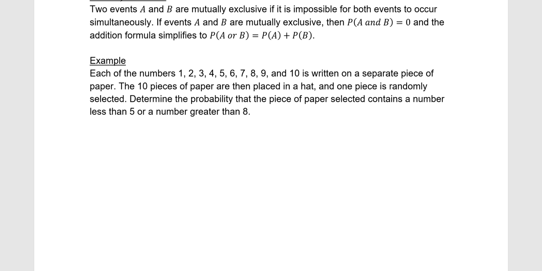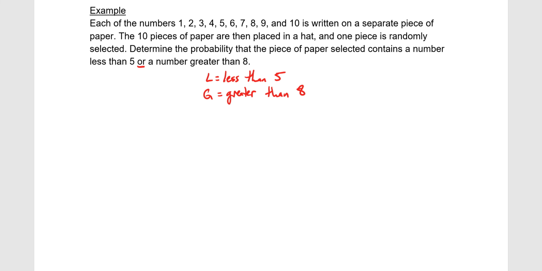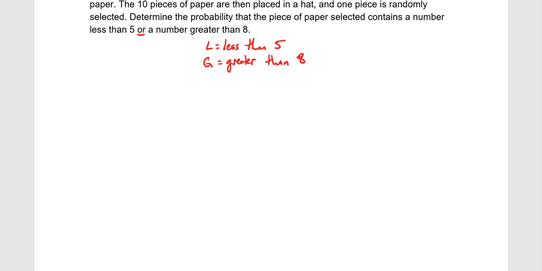So let's go ahead and see an example. A similar example to what we just had. The numbers 1 through 10 are written on separate pieces of paper. The 10 pieces of paper are placed in a hat and one is randomly selected. Determine the probability that the piece of paper selected contains a number less than 5 or a number greater than 8. So I'm going to let L be the event that it's less than 5 and G be the event that it is greater than 8.